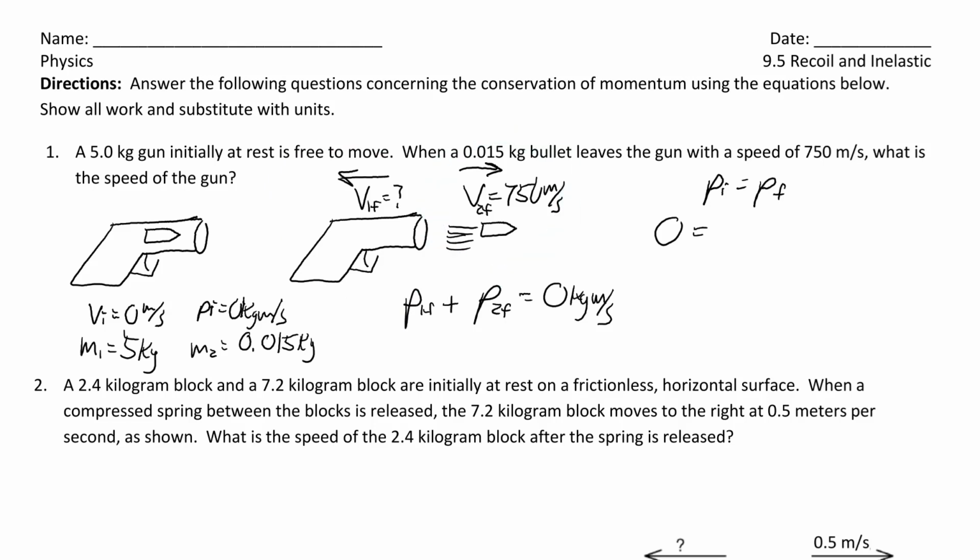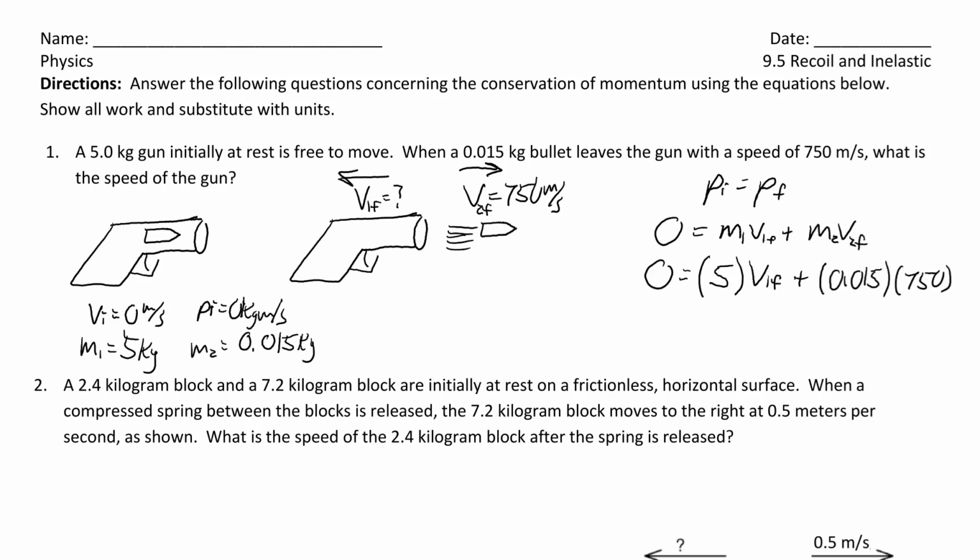We said it's these two momentums. So you have an mv, mass times velocity for the gun, and another mass times velocity for the bullet. And you know everything about the bullet. You know the mass and the final velocity, but you don't know the final velocity of the gun. So let's do that. All right, we plugged in our numbers, and now we have 5V1F plus 11.25. That's going to be the momentum of the bullet.